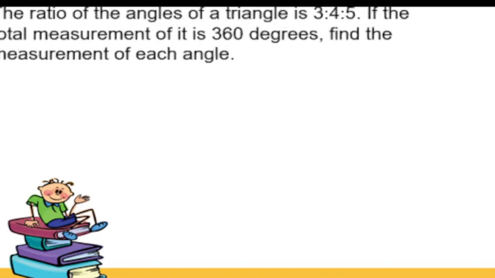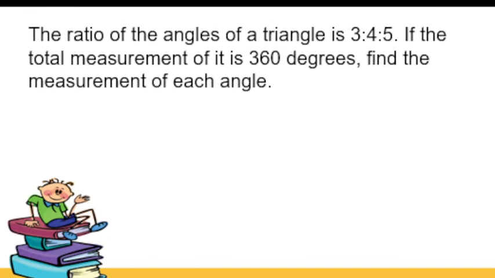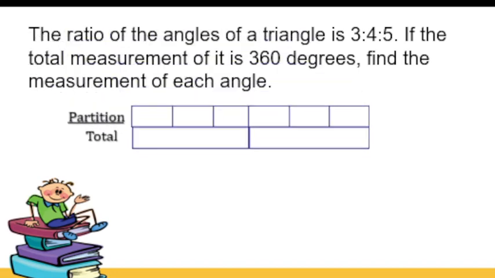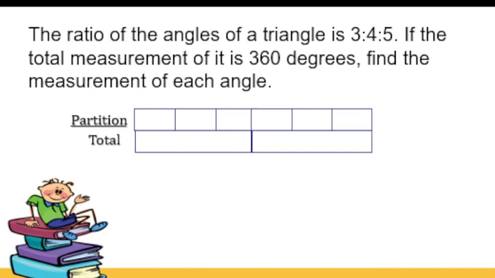Let's try to find the angles of the triangle. If the total measurement is 360, find the measurement of each angle. So again, you have the partition, make the ratio. You have 3 is to 4 is to 5, and the sum of the ratio is equal to 12. And then let's name the angles A, B, and C. And then the sum is 360, and then cross multiply. So that will become 3 is to 12 as A is to 360. Then cross multiply.